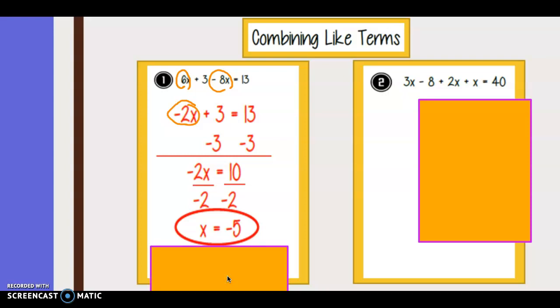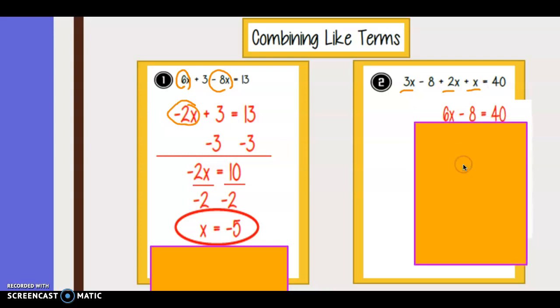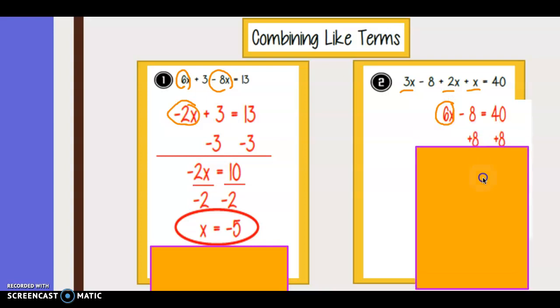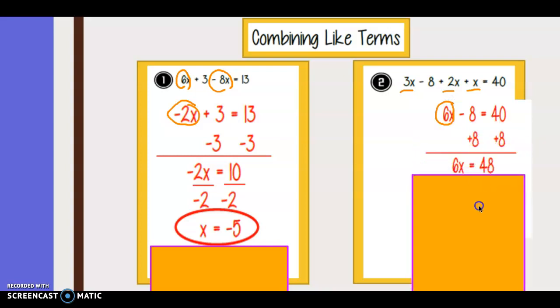Let's look at the next one. The next problem, you should have combined the 3x, the 2x, and the x altogether. That adds up to 6x's. You bring down that minus 8 and the equal sign and the 40. Next, we want to get this 6x all by itself. So you add 8 to both sides. The negative 8 and positive 8 cancel, and you get 6x equals 48.